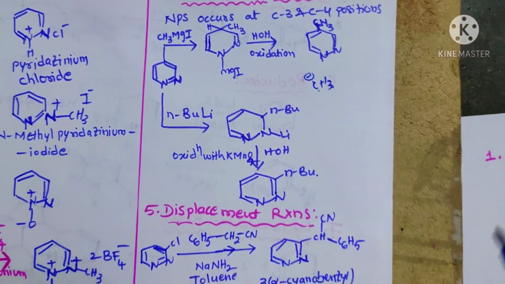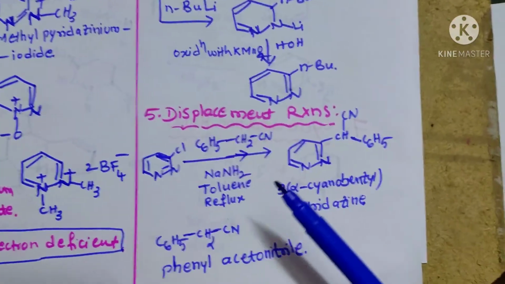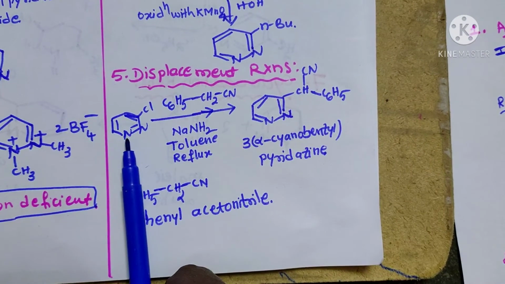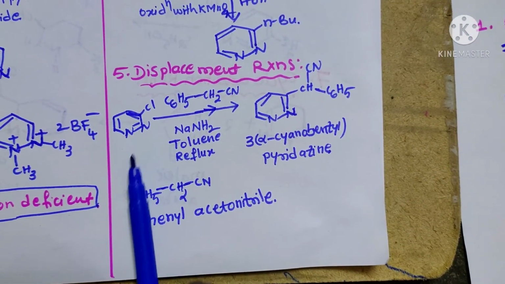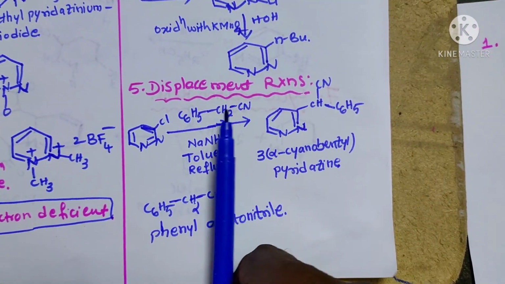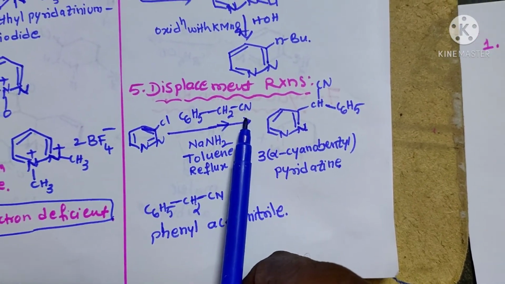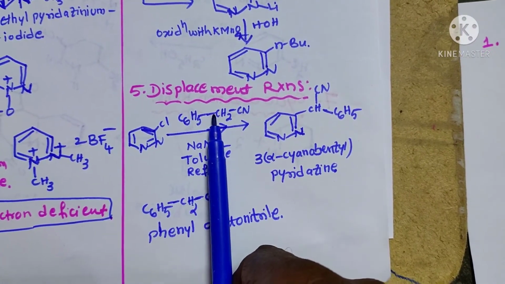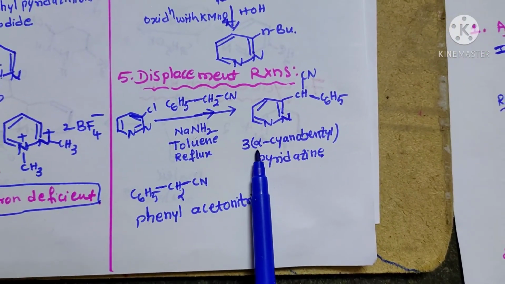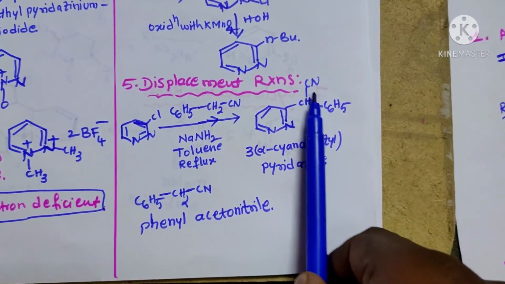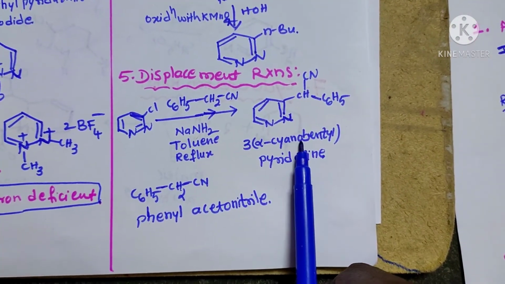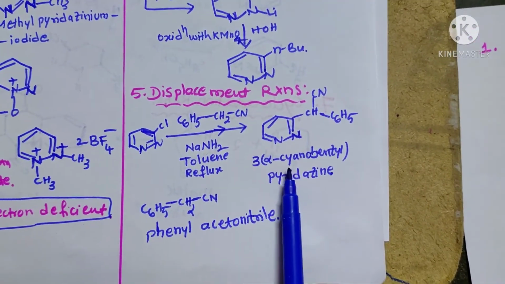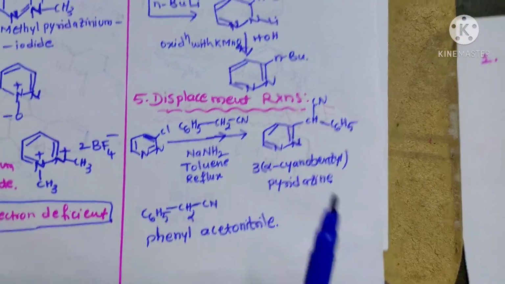Now we discuss about the displacement reactions. Here this is 3-chloropyridazine. When this 3-chloropyridazine is treated with the phenyl acetonitrile, here this chlorine is substituted with this one. As a result, what happens? We get at the 3 position this group, and this group is known as the alpha cyanobenzyl. So we get the 3-alpha cyanobenzyl pyridazine.